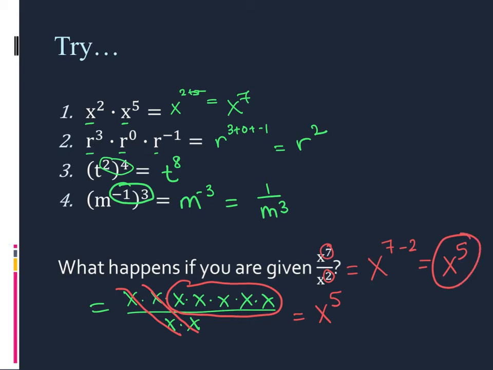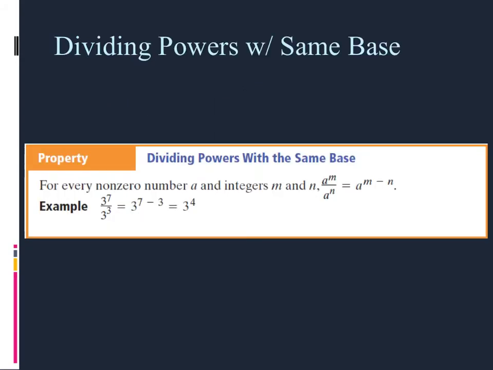So when you divide and you have the same base and they have exponents, then we're going to subtract our exponents, and it's always the top exponent minus the bottom exponent. So again, just to reiterate with an actual definition, it says for every non-zero number a and integers m and n, a to the power of m divided by a to the power of n equals a to the m minus n. Again, you are subtracting the bottom exponent from the top exponent.